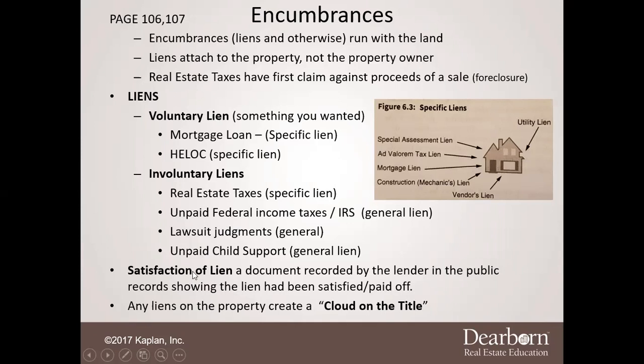Now, when you have a lien on your property and that lien is paid off, like your mortgage loan, a satisfaction of that lien, meaning that it's been satisfied, it's been paid off, is recorded in the public record, showing that there's no longer any debt on the property, because a lien is a financial claim, right? So there's no longer a financial claim on the property. They never remove the lien once it's been paid off. It's there forever. All they do is add another document to the public record saying that the lien has been satisfied, that it's been paid off.